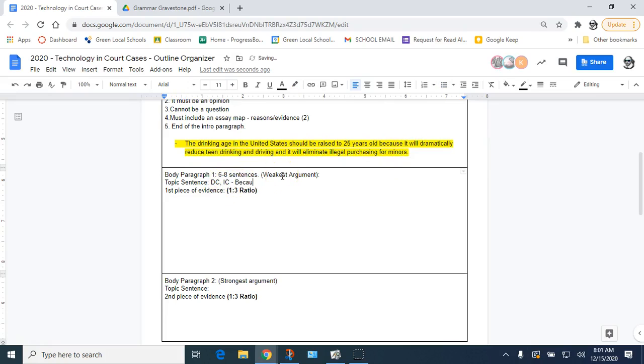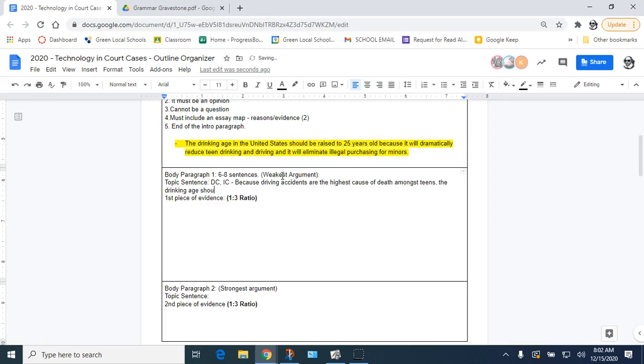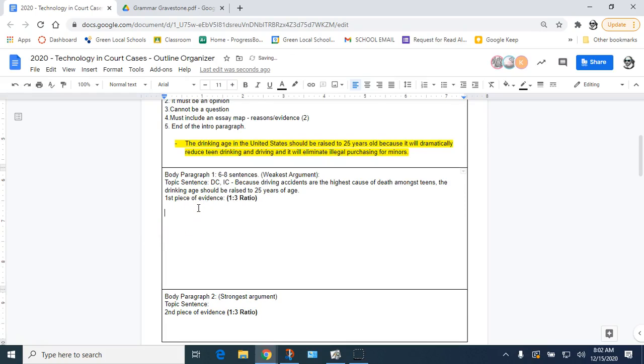Here you go. So, because driving accidents are the highest cause of death amongst teens, comma, DC, comma, IC, the drinking age should be raised to 25 years of age. All right, there's my topic sentence. Now I can go into, right, I'll come down here. Now I can go into more evidence, right?